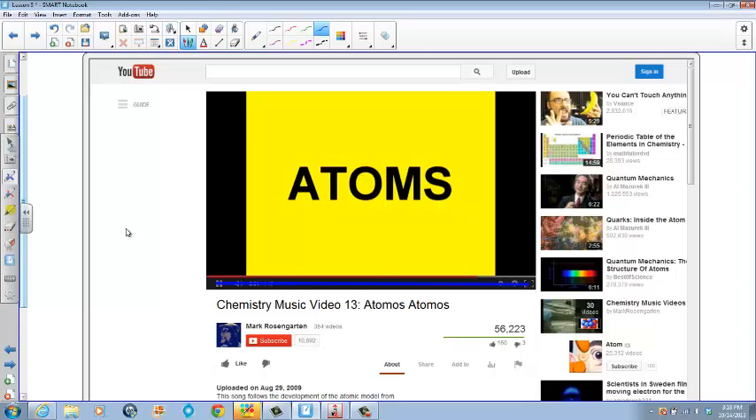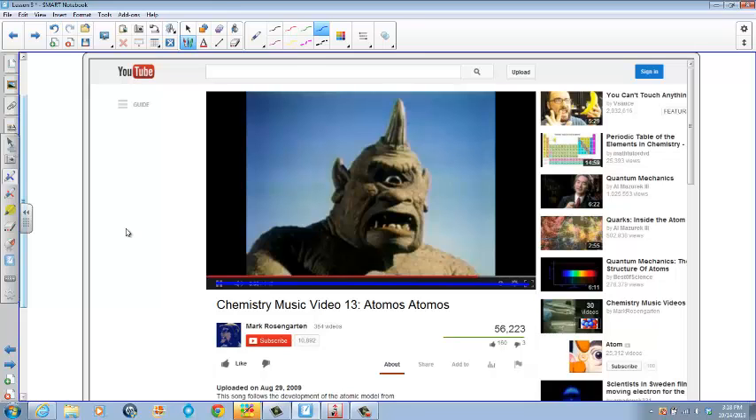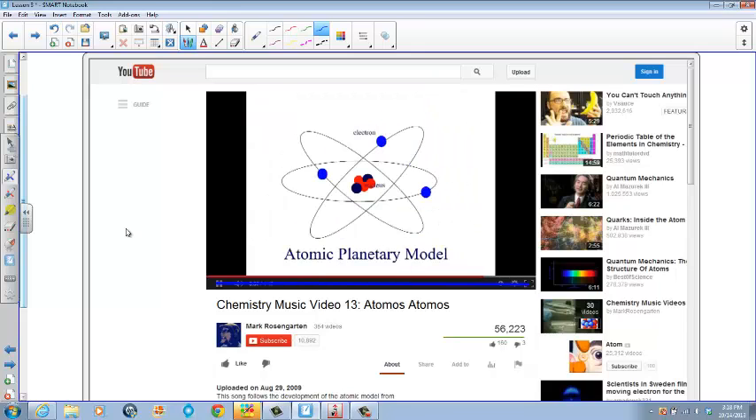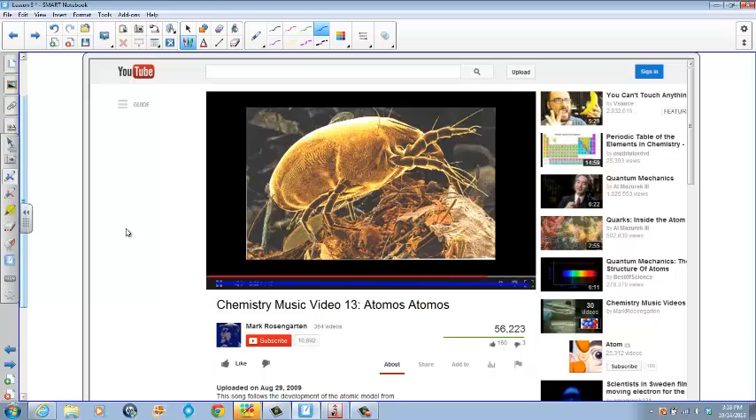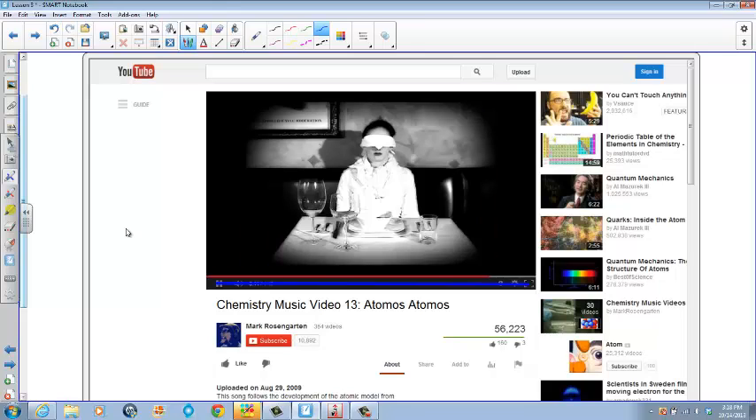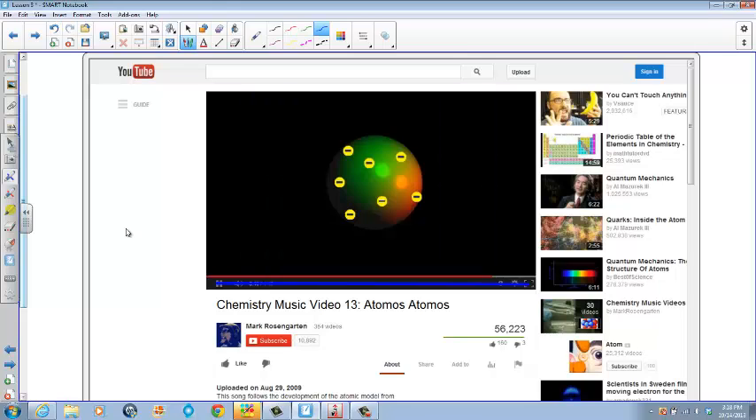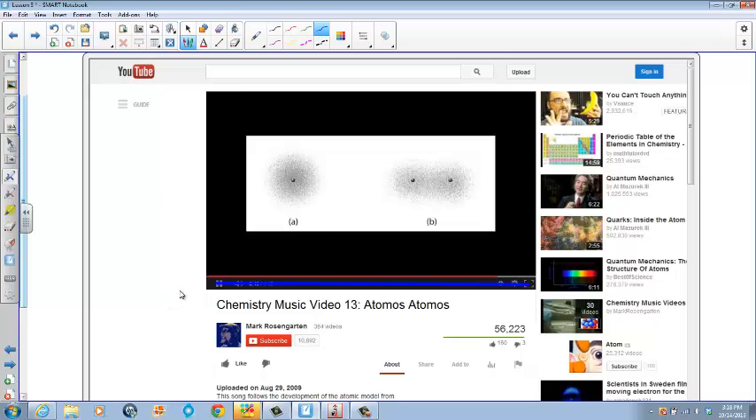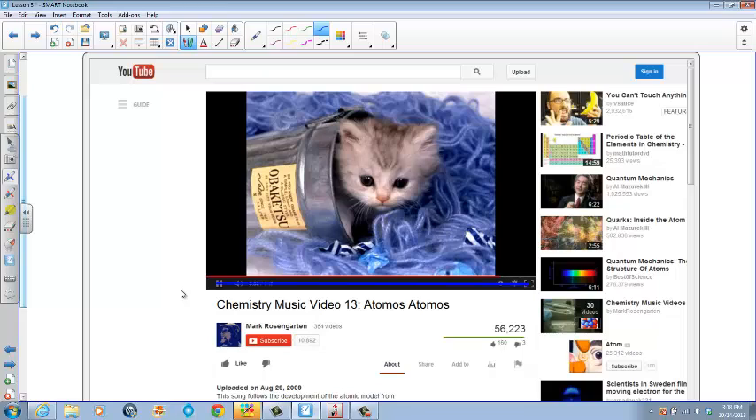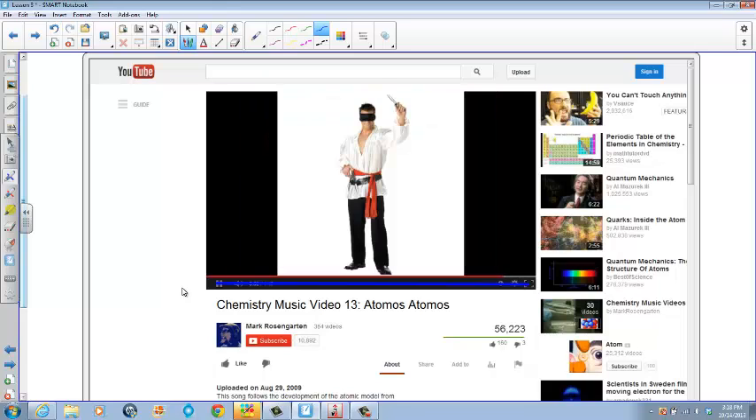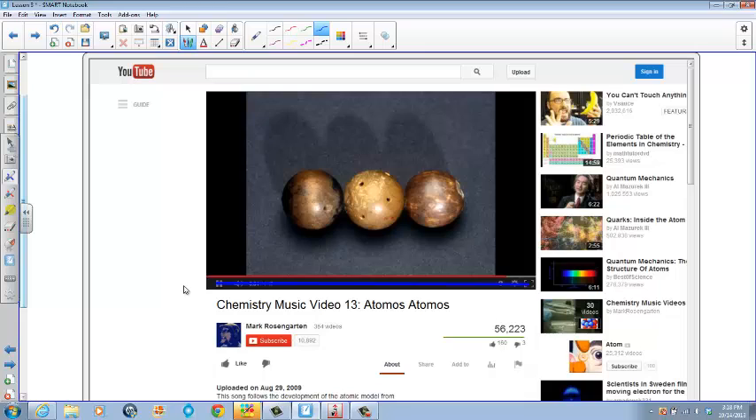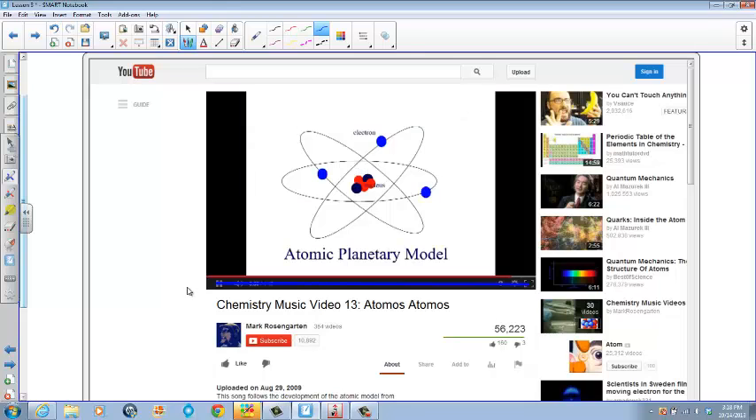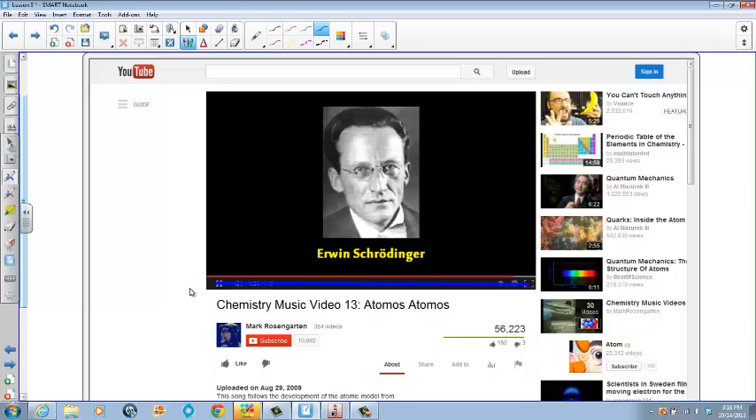Atoms, atoms, we know that you exist. Through centuries of science, the concept still persists. You are really small, and although we cannot see, the model keeps developing toward reality.